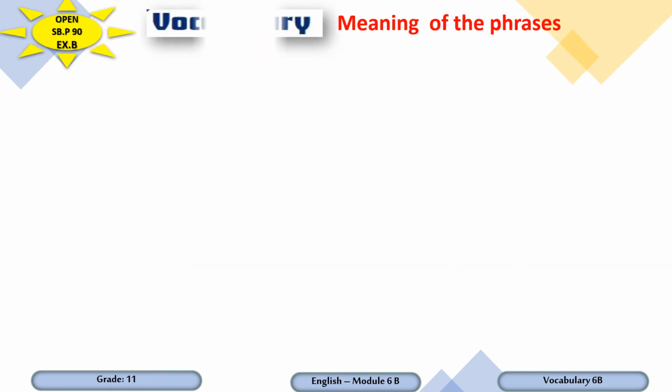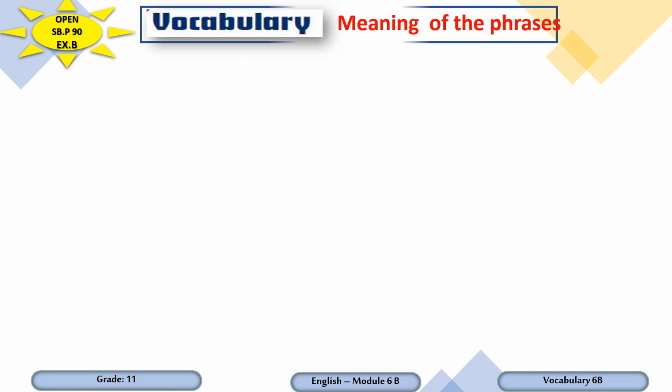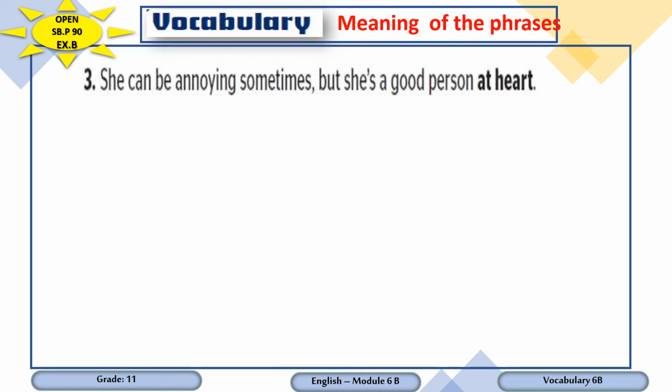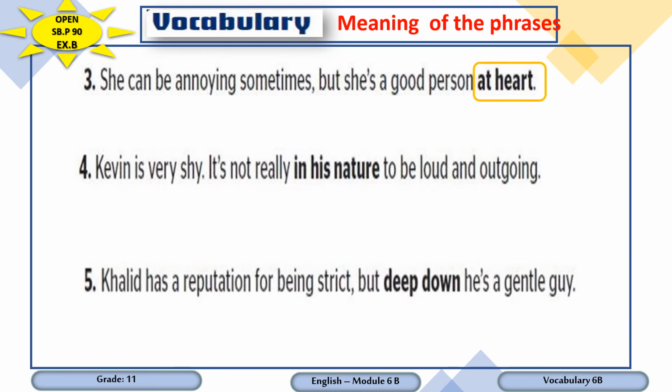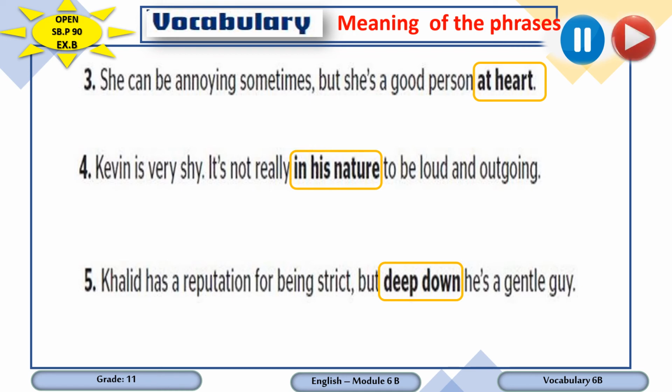Dear students, now let's discuss the meaning of the rest of the phrases. Here we have sentence number 3, 4, and 5. In sentence number 3, we have the phrase at heart. Sentence number 4, the phrase in his nature. And in sentence number 5, we have the phrase deep down. Dear students, what you simply need to do is to read the 3 sentences well, try to guess the meaning of these phrases. Please pause the video for some time, try to get your answers. After that, play the video again in order to check your answers.